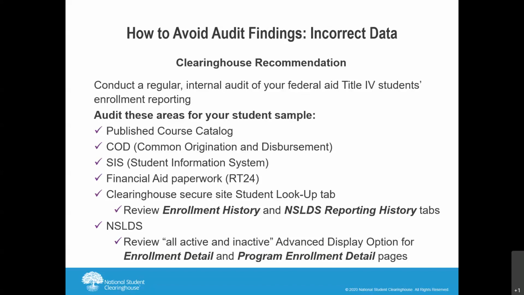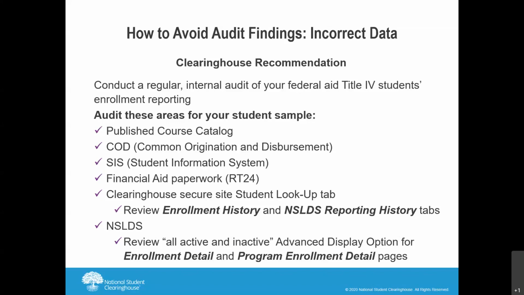And so when you're in the NSLDS site, there are two different pages that you can look at for information that an auditor typically looks at. One is called enrollment detail, and the other is called program enrollment detail. Enrollment detail is going to show the campus-level information that NSLDS has accepted for that student, and program enrollment is going to show the program enrollment.